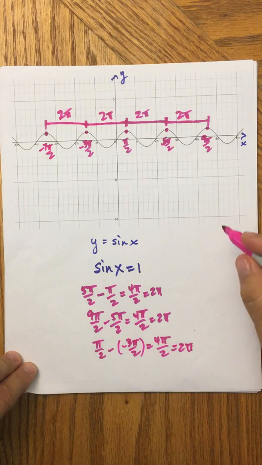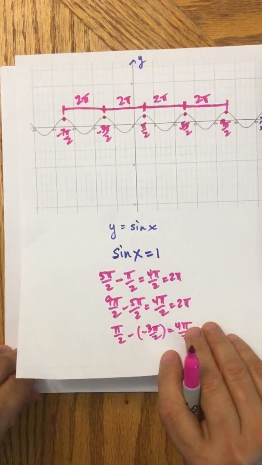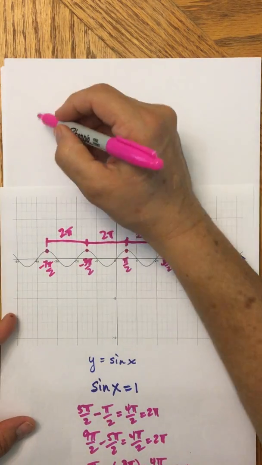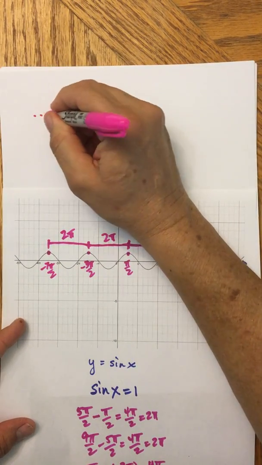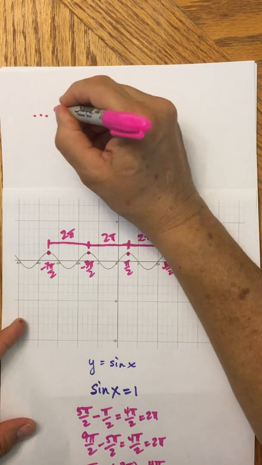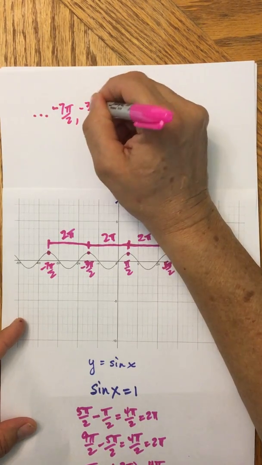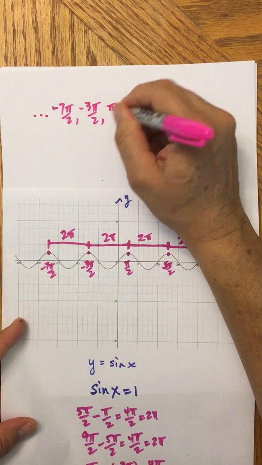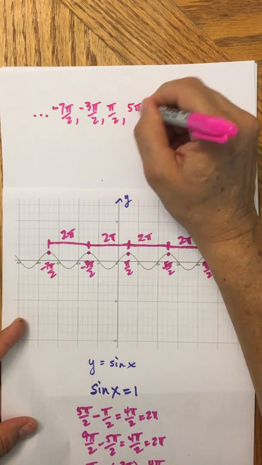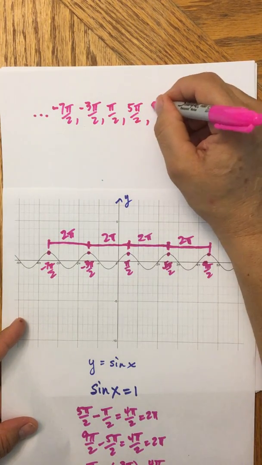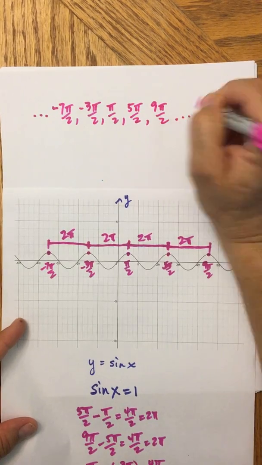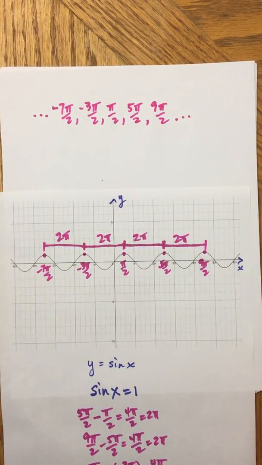One way I could express my answer is: dot, dot, dot, which means going on forever in that direction, negative 7 pi over 2, negative 3 pi over 2, pi over 2, 5 pi over 2, 9 pi over 2, and dot, dot, dot, going on forever that way. So you could express your answer that way.